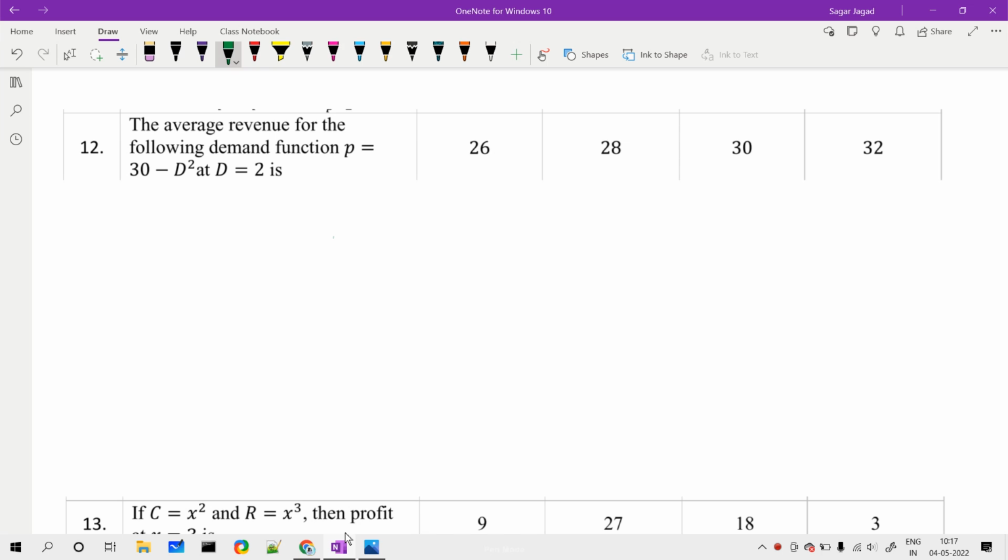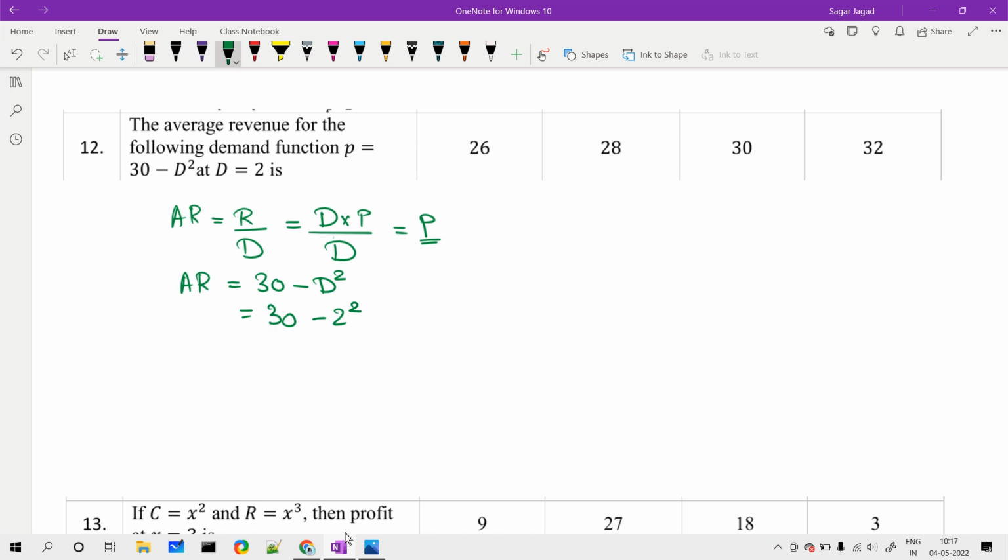First of all, what is average revenue? The average revenue is nothing but revenue divided by demand. Revenue is demand into price, and it should be divided by D. So average revenue is nothing but your price, right? And this price has been given as 30 minus D square, where the value of D should be 2. So it is 30 minus 2 square, that is 30 minus 4, that is 26. So 26 is the correct answer. It was a really simple question.